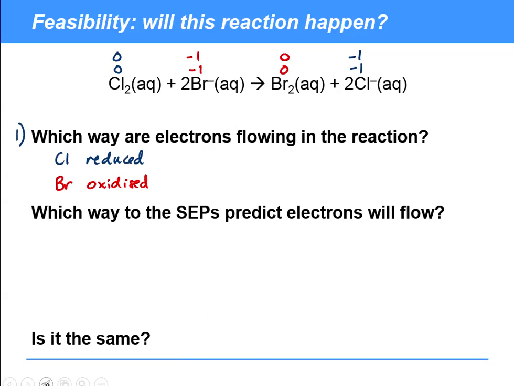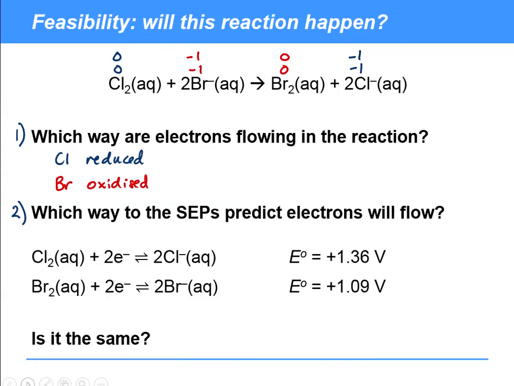Now the second step is to say, well, which way do the standard electrode potentials predict electrons will flow? What's that natural electron flow direction? Well, if we look at the relevant standard electrode potentials here, we find that the chlorine one is going to be the more positive, and the bromine is the more negative. We can just see from the numbers here. And what that means is that, because we saw in the last video on cell reactions that at the positive electrode we're going to get reduction, so this equilibrium is going to shift to the right.